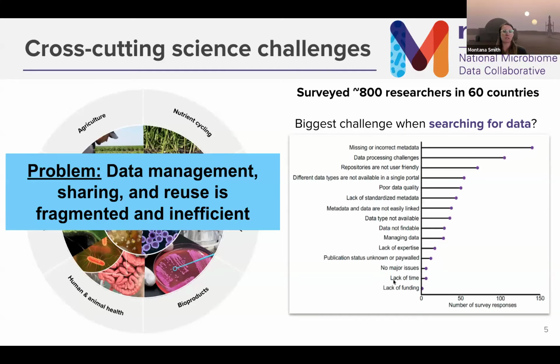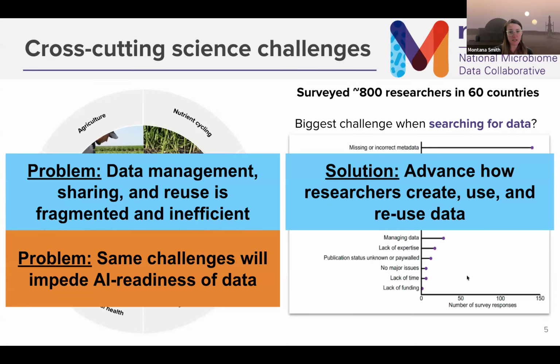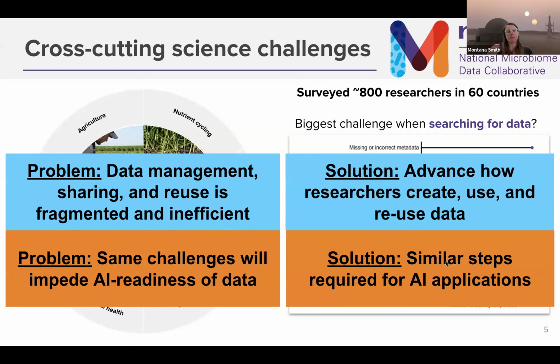So NMDC conducted a survey about data management and data reuse, and we uncovered that some of the key challenges were a lack of metadata, a lack of standards, and a lack of data access. And so the NMDC was initiated to address some of these problems and develop infrastructure and tools to improve data reuse and advance science. But now, 6 years later, we are seeing AI application across the biological environment and with research. But we have the same challenges for AI readiness and for AI data access and reuse. And the solution and the needs are still the same.